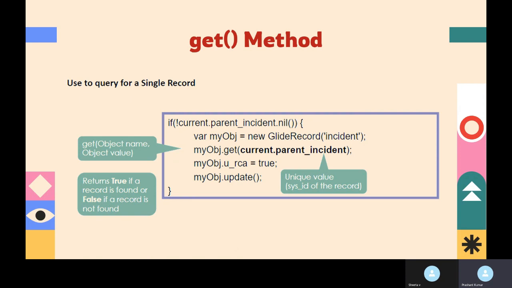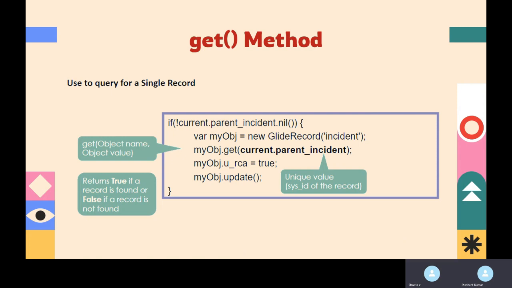Next we have the get method. This get method is generally used for querying a single record. Suppose we have to return only a particular record, like we are working to execute a script for a single record, then you can use this get method. What this get method will do is fetch the single record and provide you the single record.